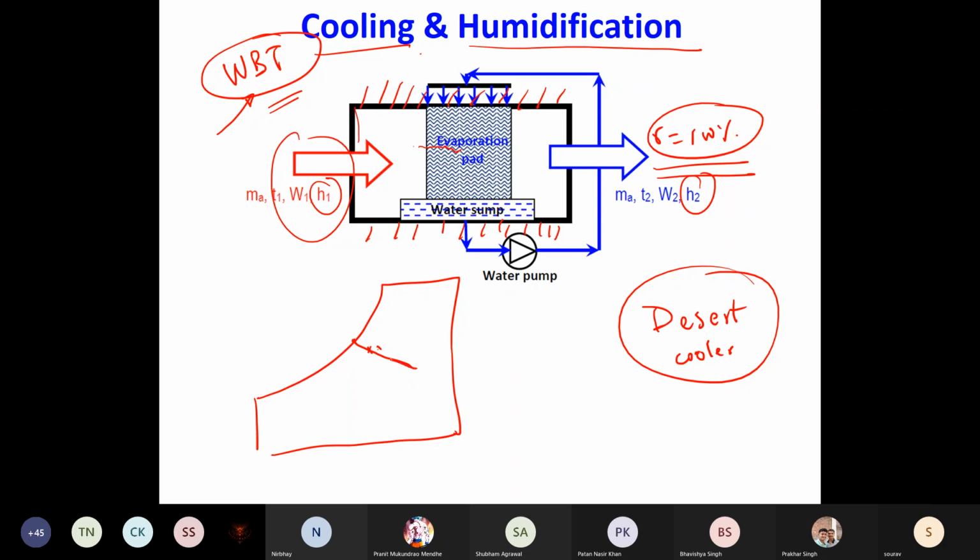So you can break down the process somewhat like this. So you will have this as your exit condition. Your exit conditions should have lied on the WBT line, but it may not lie because of the heat transfer from the ambient. Okay. Now, if I neglect that heat transfer, then you will attain somewhere here. And what determines where you will lie on this WBT process line is the effectiveness of the heat and mass transfer process through this pad.